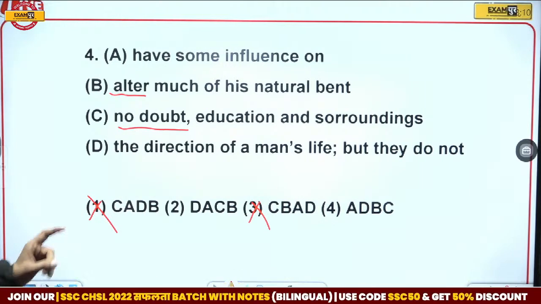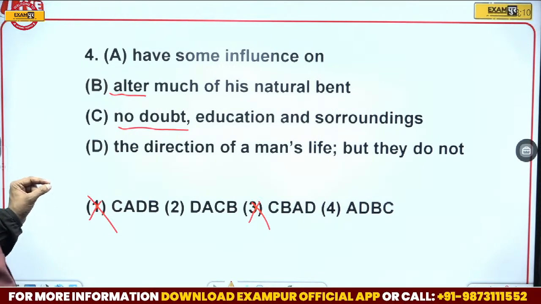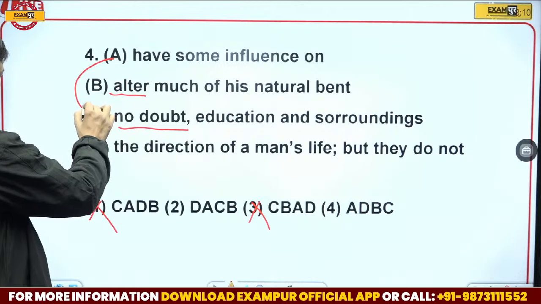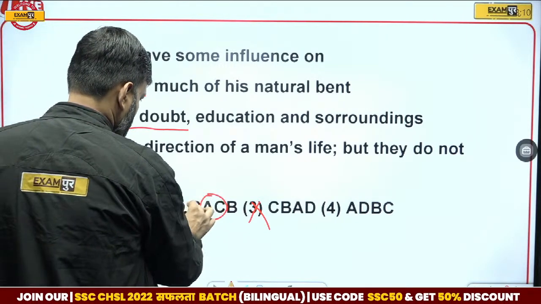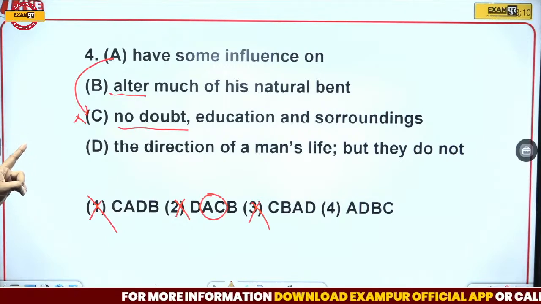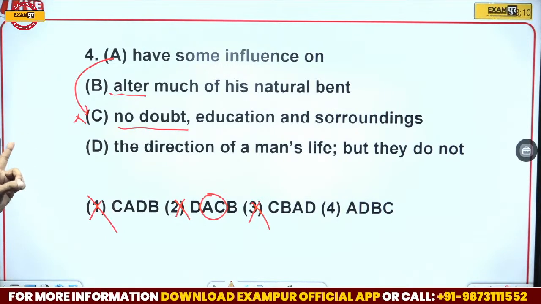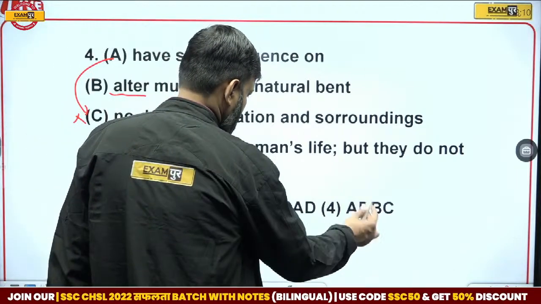DACB: the direction of a man's life, but they do not have some influence on, no doubt. So this sentence cannot be followed by A, cannot be followed by C. A cannot be followed by C, so eliminate this one. And ADBC: have some influence on the direction of a man's life, but they do not alter much of his natural bent, no doubt, education and surroundings. Okay, so D is also not followed by B.